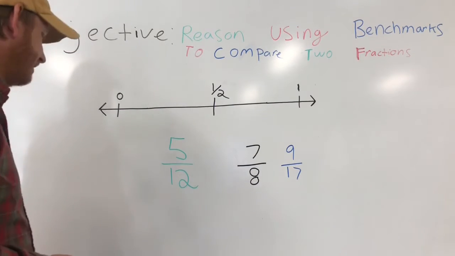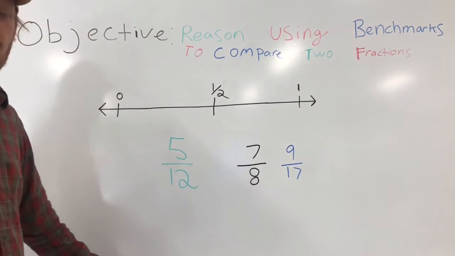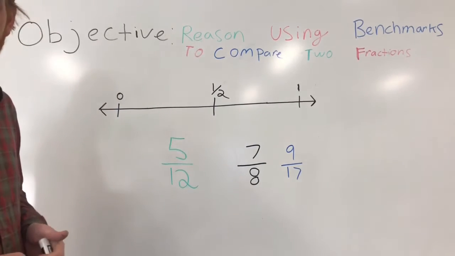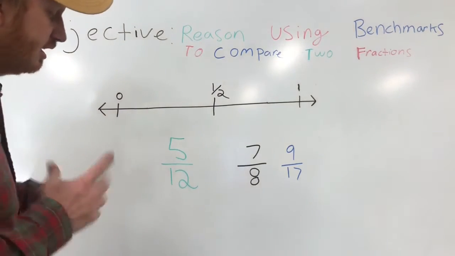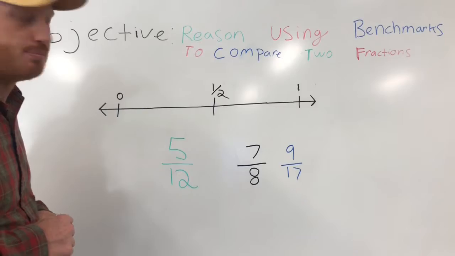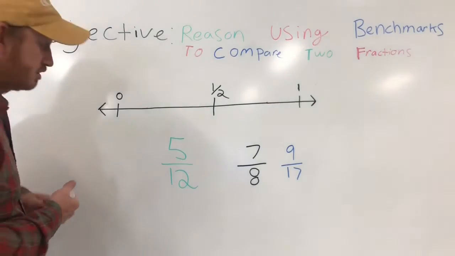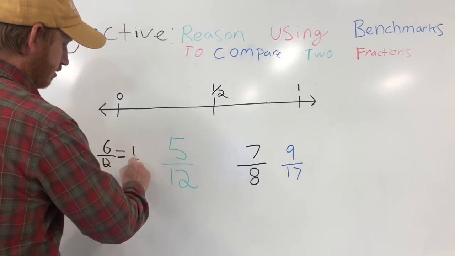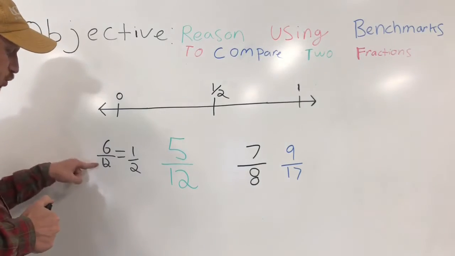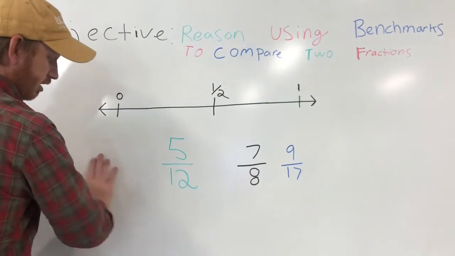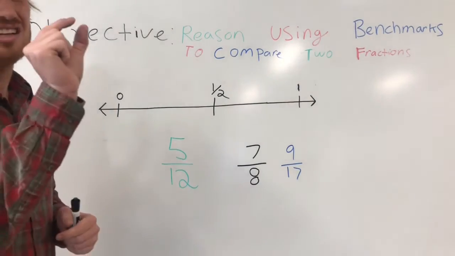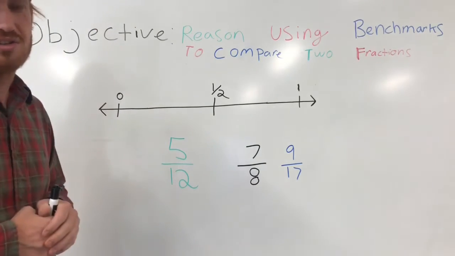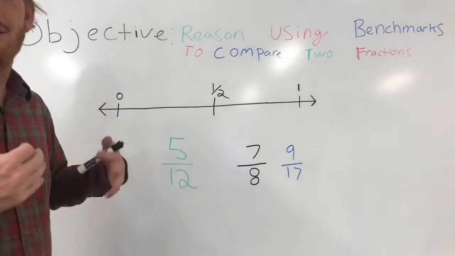So the first one I'm looking at is 5/12. 5/12 is a bit of a tricky fraction. It can't be simplified into anything else. It's just 5/12. But if I really think about it, what would half be when it comes to twelfths? Well, 6/12 is equal to 1/2. So if 6/12 is equal to 1/2, 5/12 is just a little bit less. So even though I don't know exactly what 5/12 is, I know it's a little bit less than 1/2.